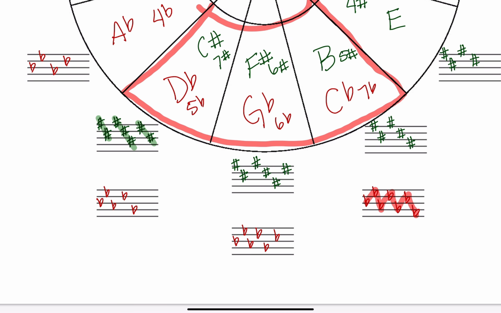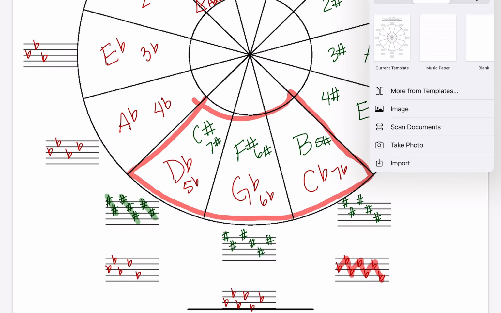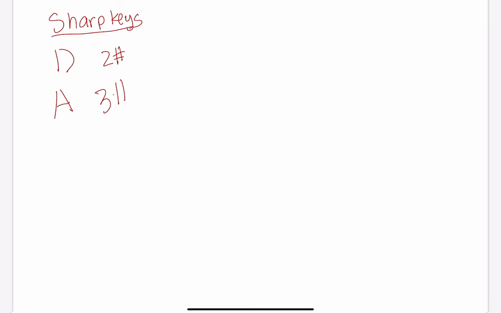Okay, here's another couple of quick tricks for you guys. A couple of things to help you remember stuff. For sharp keys, the number of lines that it takes to draw a letter is how many sharps it has. So like D is 2 lines, it has 2 sharps. A has 3 lines, 3 sharps. E has 4 lines, 4 sharps. B, 5 lines, 5 sharps.